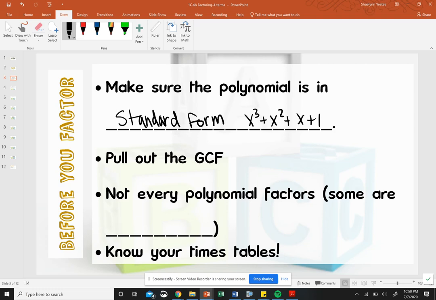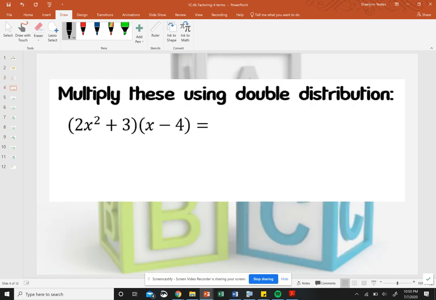Not every polynomial factors. Some of them are prime. Just like there are prime numbers, there are prime polynomials, numbers that don't factor down further, at least not in whole numbers. Okay, so you can factor them so there's decimals, but then that gets really complicated and no one wants to know that. The biggest thing that you need to know before we start is your times tables. If you don't know those, this is going to get extra difficult. But if you know those, it's going to save you some time. It's going to be nice.